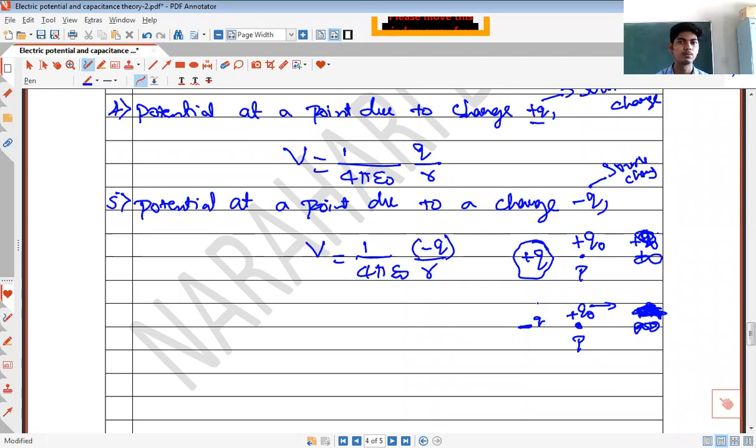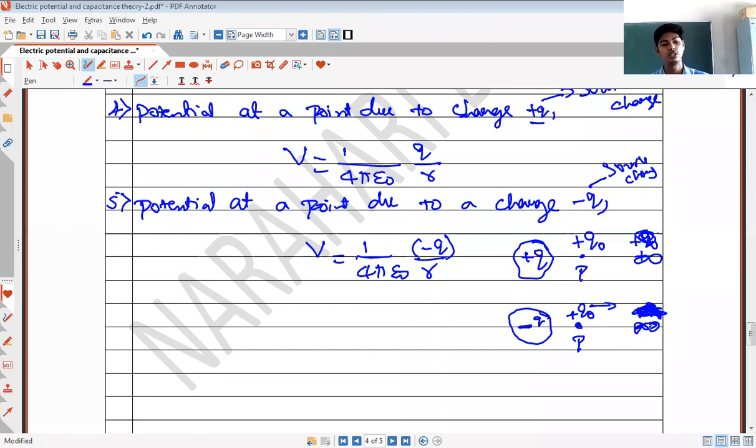Will you be able to move this positive test charge from point P to infinity without doing any work? If you try to move the test charge Q0 from point P to infinity, what happens? What does this negative source charge do? It attracts. Negative source charge attracts. So in order to move the test charge Q0 from point P to infinity, you will have to do work.